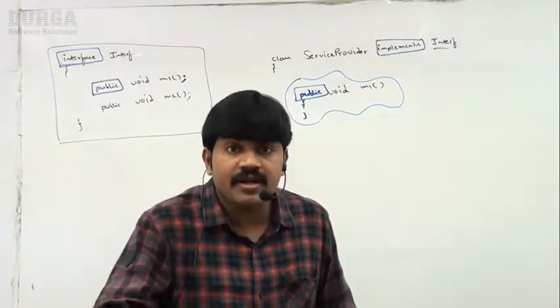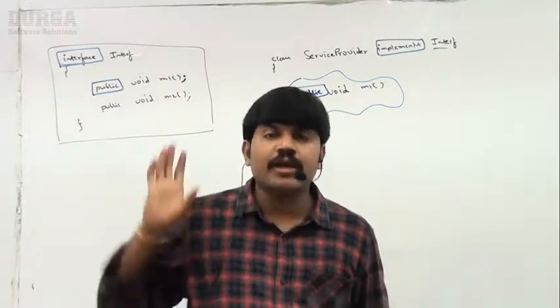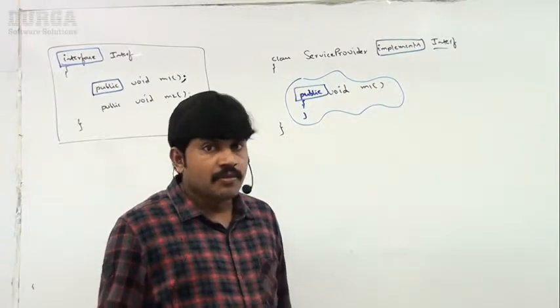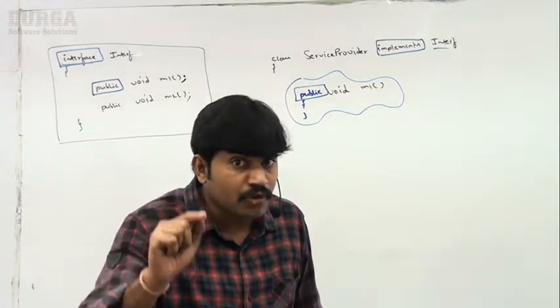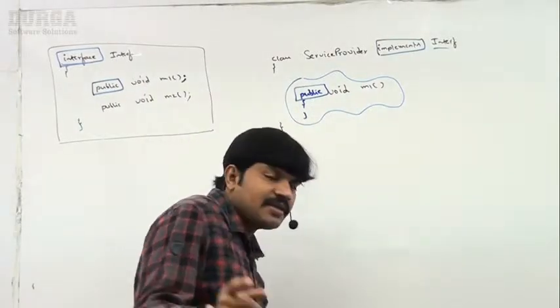Whenever we are implementing an interface, for each and every abstract method of that interface, we should provide implementation. But we are not providing implementation for M2. We didn't provide implementation for M2. That's why the problem is going to come. So now, for the comparative error, just have a look once.